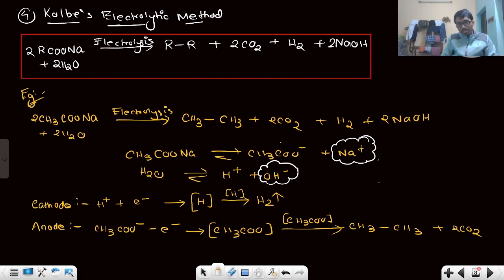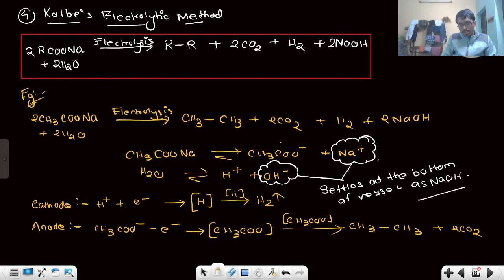Clear? Let me write this. Settles at the bottom of the electrolytic vessel as NaOH. So NaOH will not be formed at the cathode or anode. It is due to the Na plus and OH minus ions not taking part in the reaction. Understood? So this is all about the Kolbe electrolytic method for preparation of alkanes.